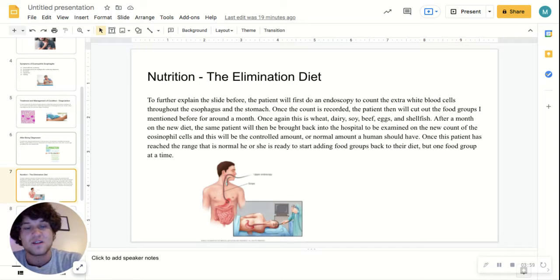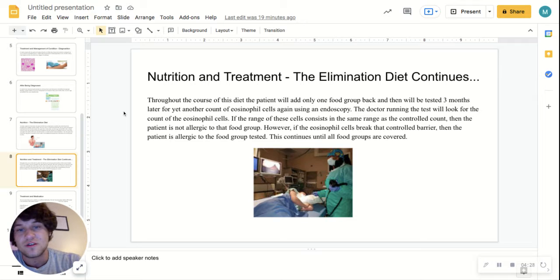And once this patient has reached the range that is normal, he or she is ready to start adding food groups back to their diet, but one food group at a time. So here I just put a picture of an endoscopy. I've got a better picture on the next slide, but that's essentially what it looks like. They'll stick a camera pretty much down your throat.